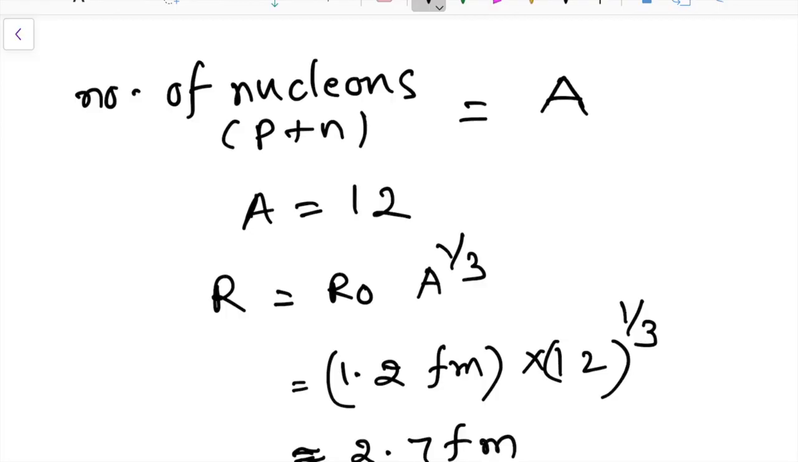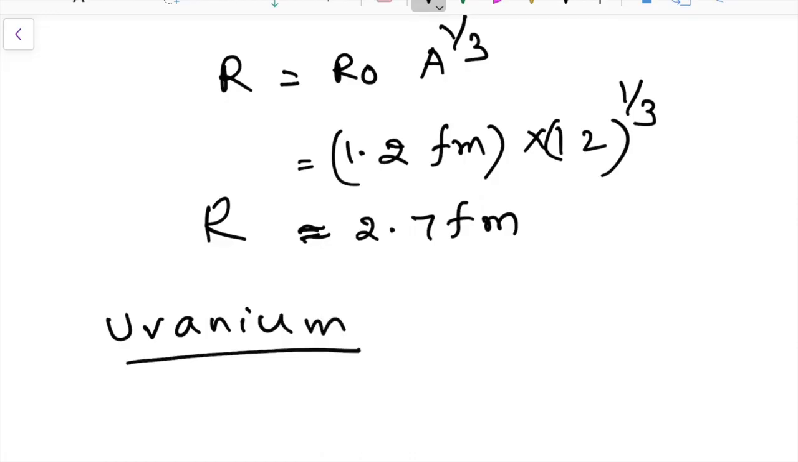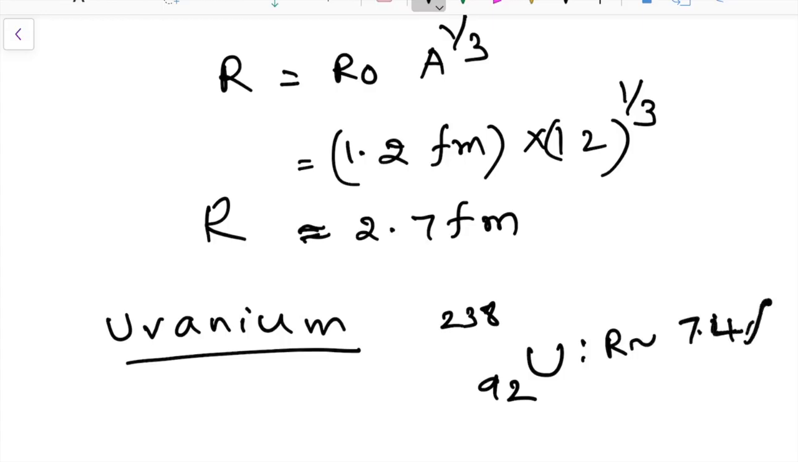Similarly, you can find the nucleus size of uranium. Uranium has many isotopes. Let's take uranium with atomic number 92 and atomic mass number 238. 238 is non-fissile. For uranium, the radius, if we find it out, will be around 7.4 Fermi.